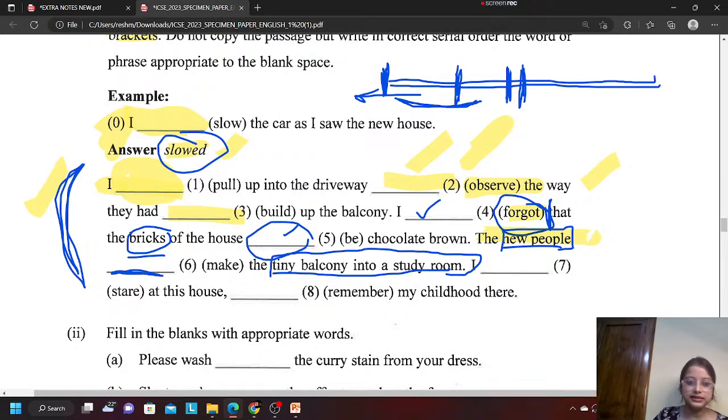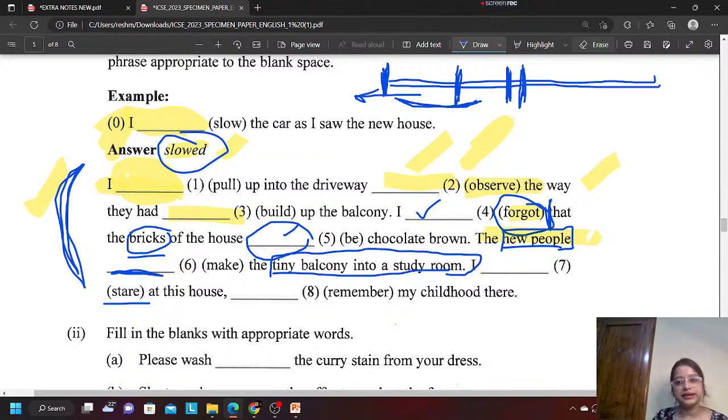You are saying it is stared. Others, what will it be? I've got three answers. Everybody is saying stared. Yes, of course it is stared. Okay. So I stared at this house dash my childhood there. Again, see, this is going to be what? Non-finite verb, because this is a continuous sentence. Its main verb, stare, we have already written.